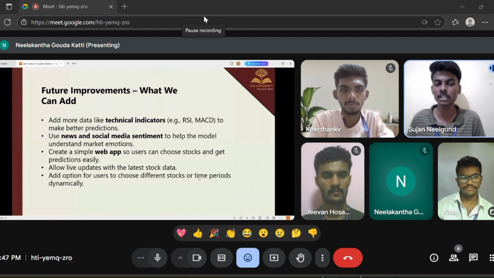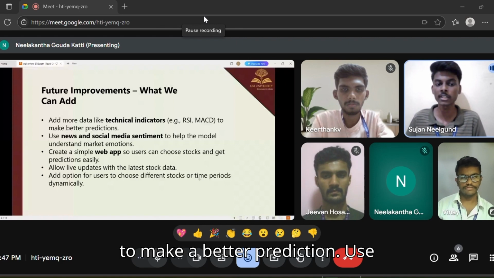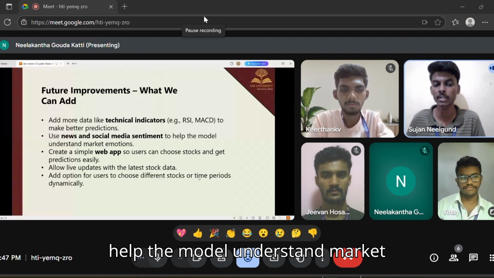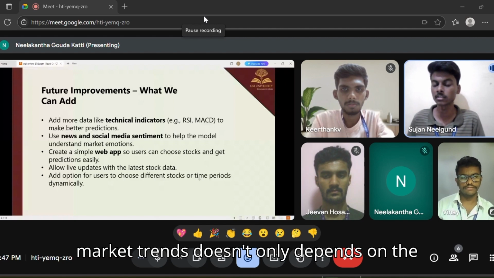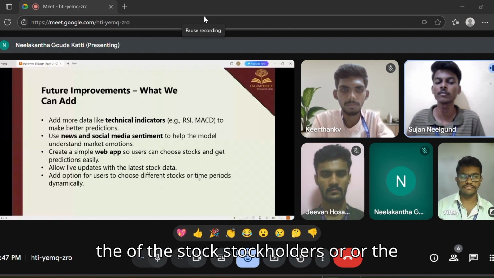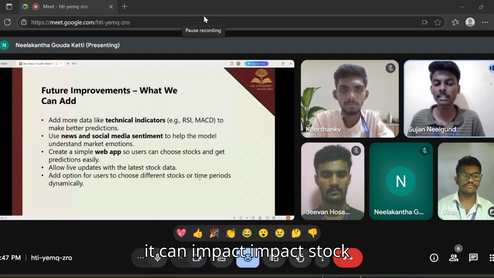As we are dealing with stock price data to make a better prediction, use news and social media sentiment to help the model understand market emotions, as the market trends don't only depend on the numbers, but also on the reviews of the stockholders, or the reviews of the critics of the stocks, and it can impact stock very well.